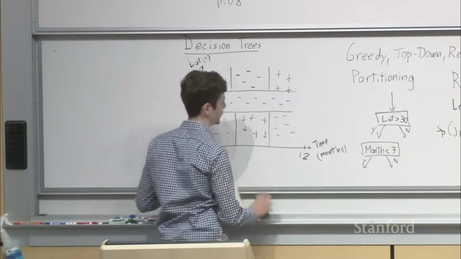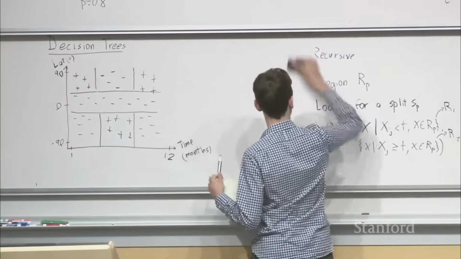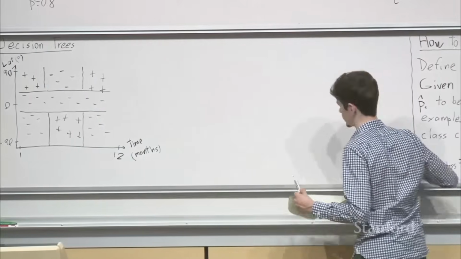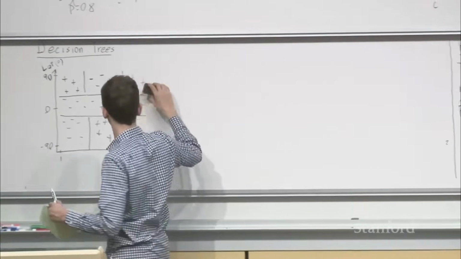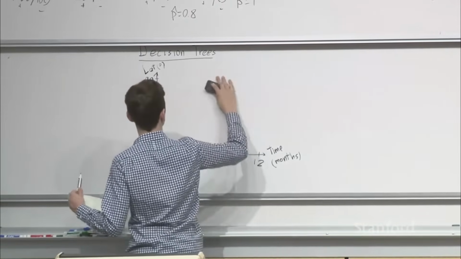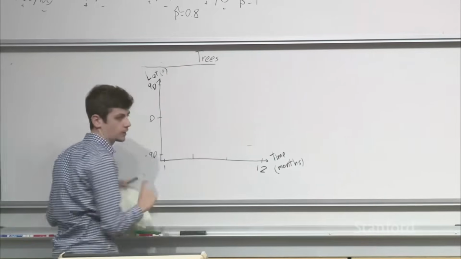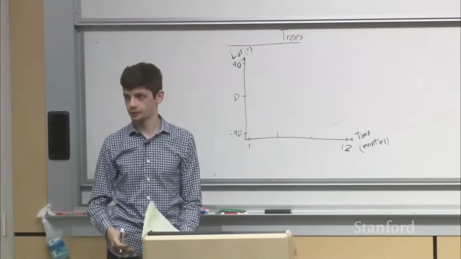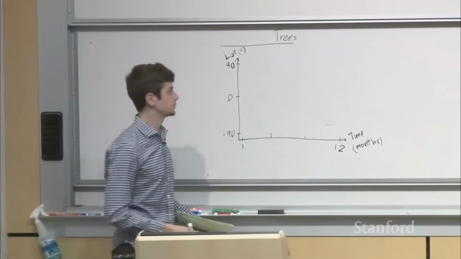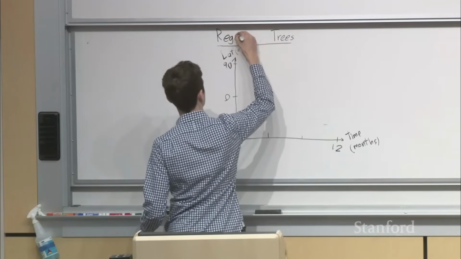Actually, I'm going to keep this guy. Okay, so far I've been talking about decision trees for classification. You could also imagine having decision trees for regression, and people generally call these regression trees, okay?